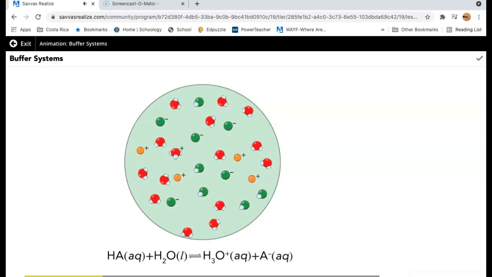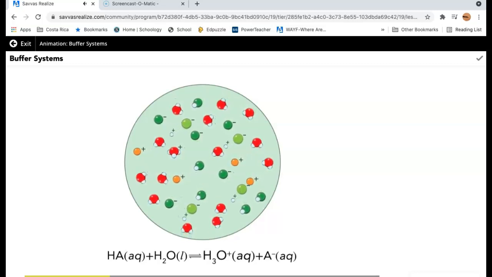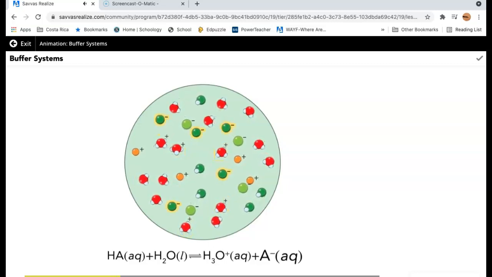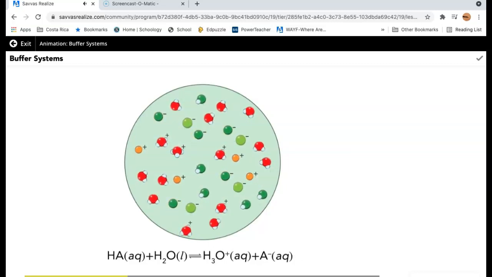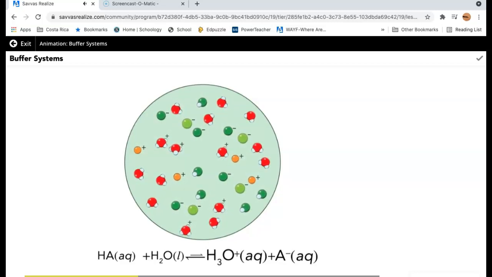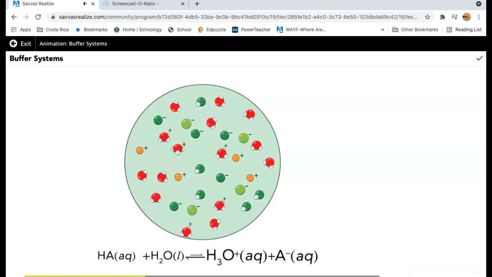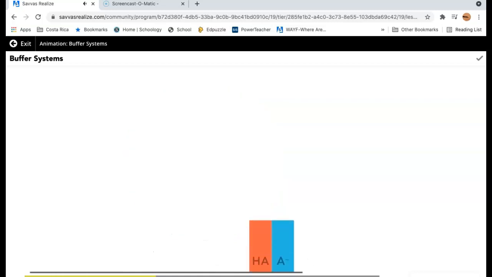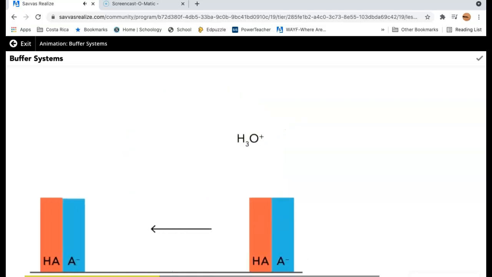In the presence of a buffer, adding a strong acid increases the concentration of hydronium ions, which react with the conjugate base. In keeping with Le Chatelier's principle, the rate of the reverse reaction increases and the equilibrium position shifts so that most of the hydronium ions are consumed. The concentration of the conjugate base decreases and the hydronium ion concentration increases only slightly. This means the pH decreases only a little.